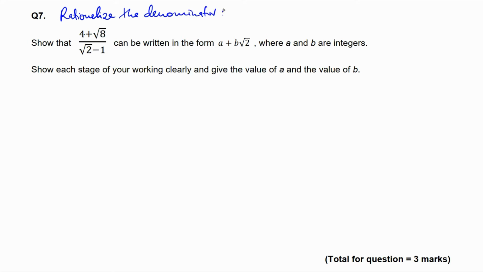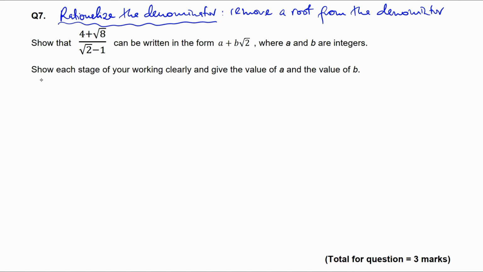Now, what it means by rationalizing the denominator is to remove a square root from the bottom. So remove the root from the denominator. Okay, so that's basically what we are going to do. We are going to rationalize the denominator. So to rationalize the denominator, we multiply both the numerator and denominator by square root of 2 plus 1.